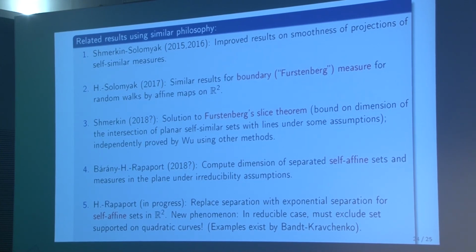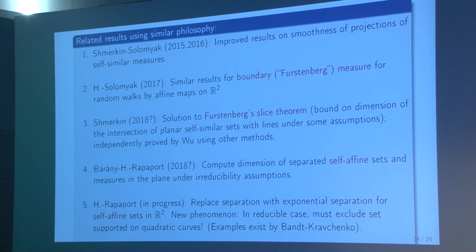If you assume strong separation, there has been for a long time an upper bound on the dimension, which is due to Falconer in the 80s, and we recently showed that under assumption of strong separation and some mild irreducibility assumptions on the matrices, this is the correct dimension. And very recently in work in progress with Rapaport, we can do the same thing assuming exponential separation.